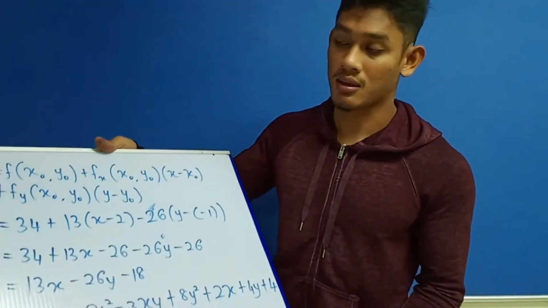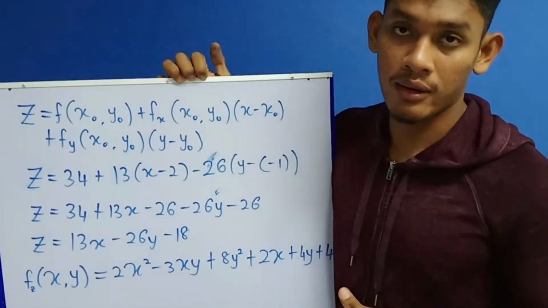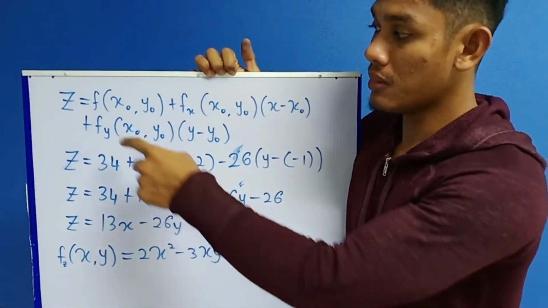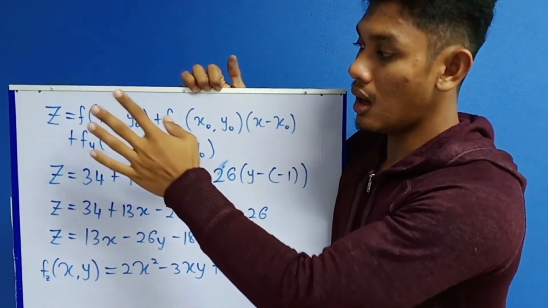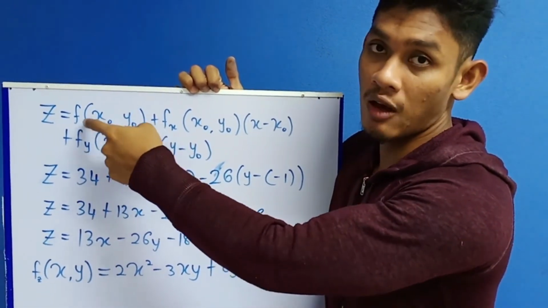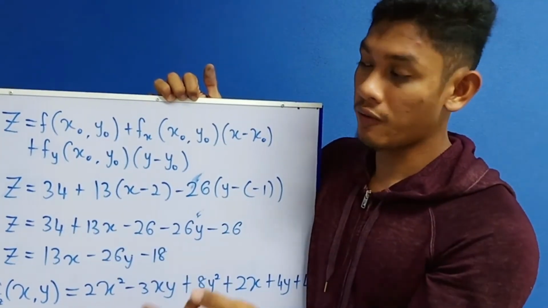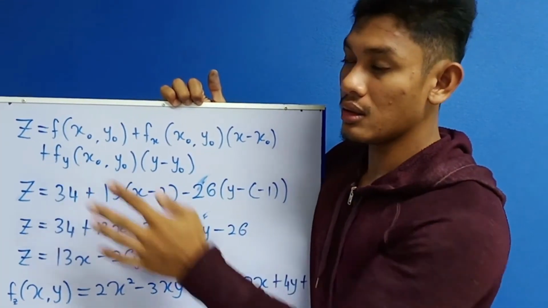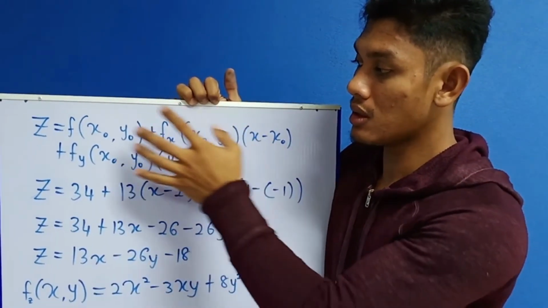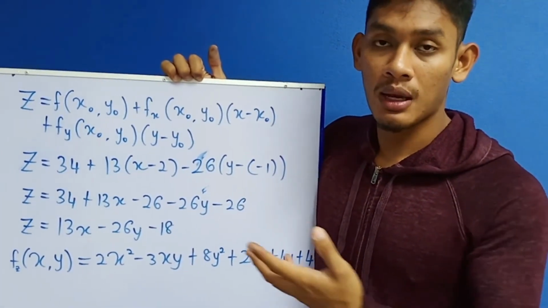So for the question, we have to find the value of z. This is the formula to find the value of z. From this formula, we can see the given function f, this is the derivative f_x, and this is the derivative f_y. We just substitute the answers that we obtained before.